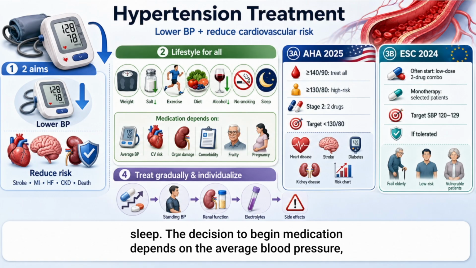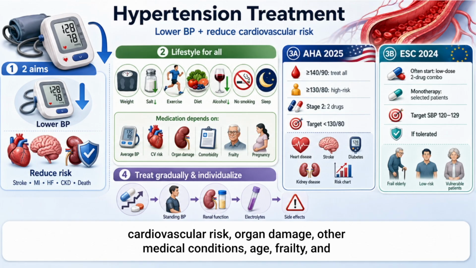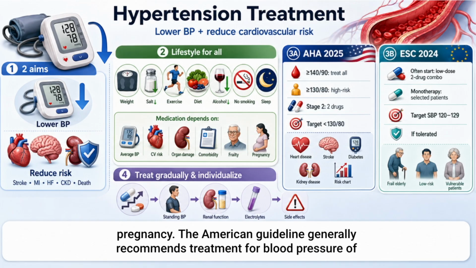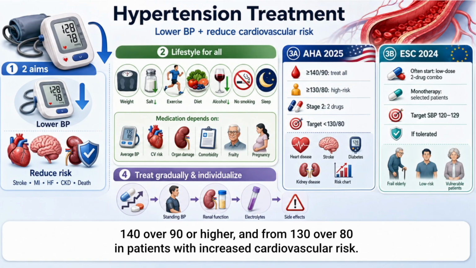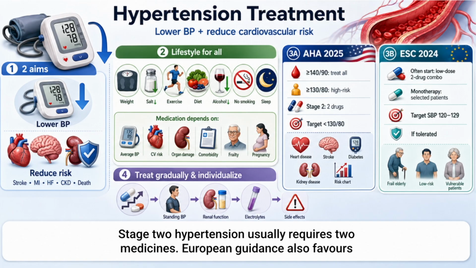The decision to begin medication depends on the average blood pressure, cardiovascular risk, organ damage, other medical conditions, age, frailty, and pregnancy. The American guideline generally recommends treatment for blood pressure of 140 over 90 or higher, and from 130 over 80 in patients with increased cardiovascular risk. Stage 2 hypertension usually requires two medicines.